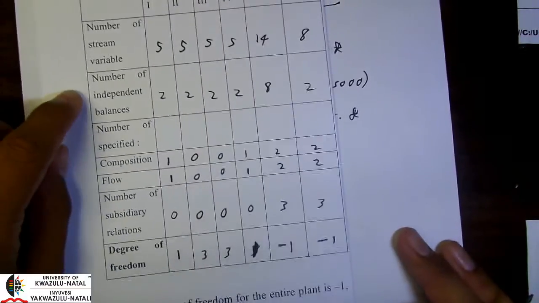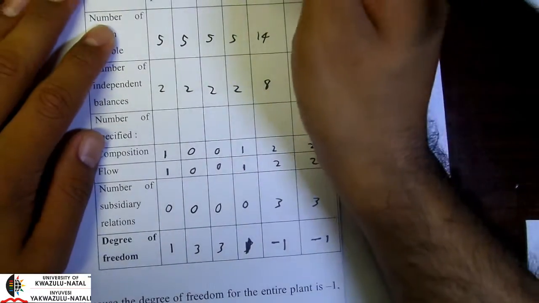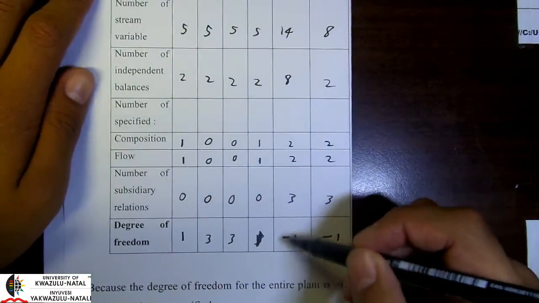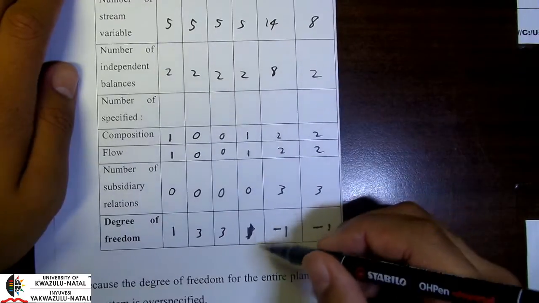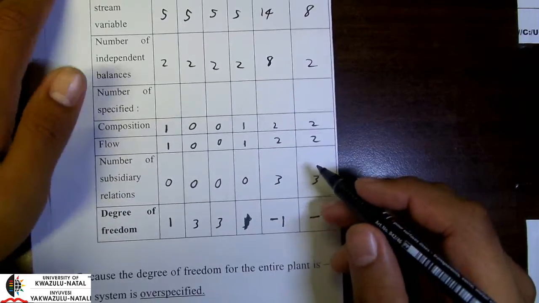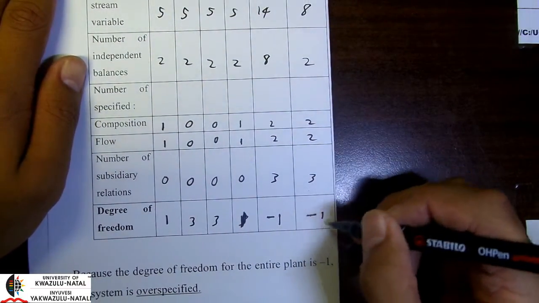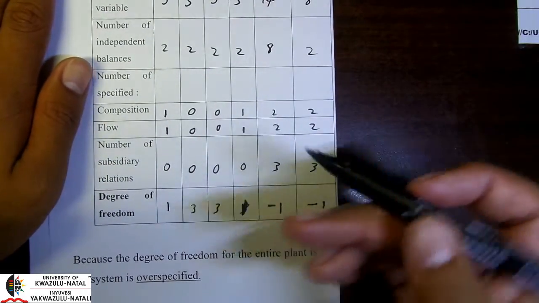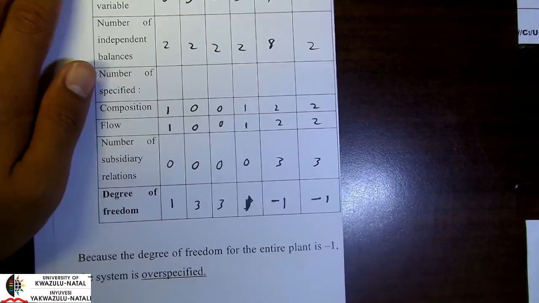So let's look at our degree of freedom table once again. And you can take this as a rule that when it comes to your degree of freedom table, your process can be over-specified. Okay, that is quite alright to have your process being over-specified. However, your overall balance can never be over-specified. If it is over-specified, it ultimately will result in an inconsistency in your results. Okay, the results will not make sense.